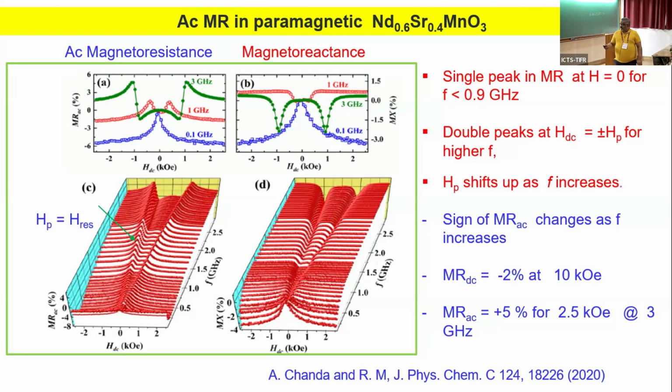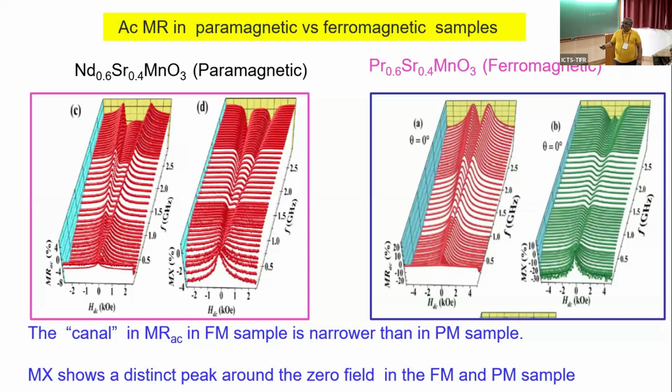Okay, now I go to the ferromagnetic sample. This is the room temperature ferromagnetic sample. So I compare here the paramagnetic sample, which I just mentioned before, and the ferromagnetic sample. You can see that qualitatively they look similar. In both cases I have a zero field peak. For low frequency, when you increase the frequency, the peak shifts upward. But you can see that there's a much larger separation between the two peaks here.